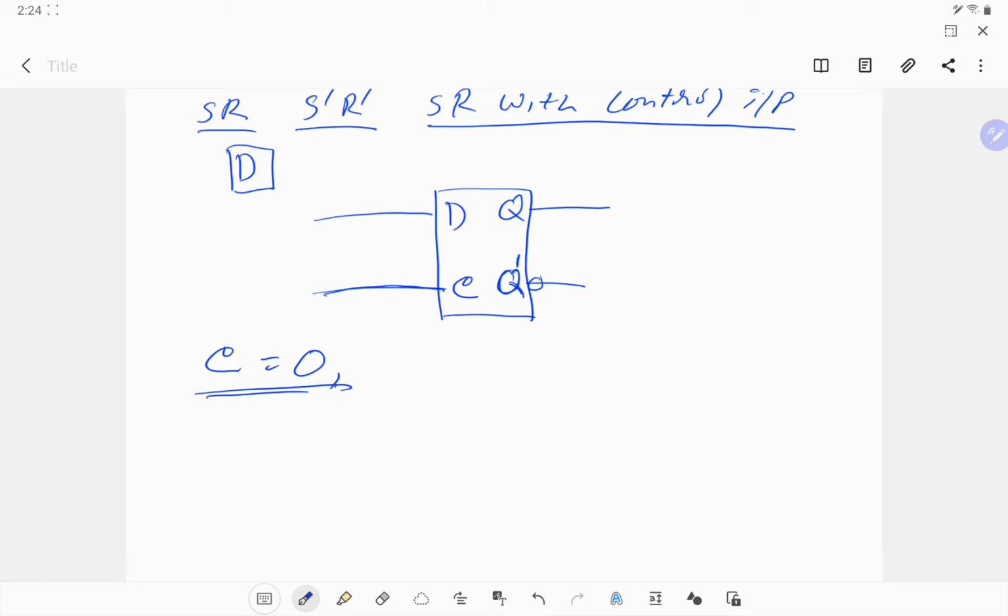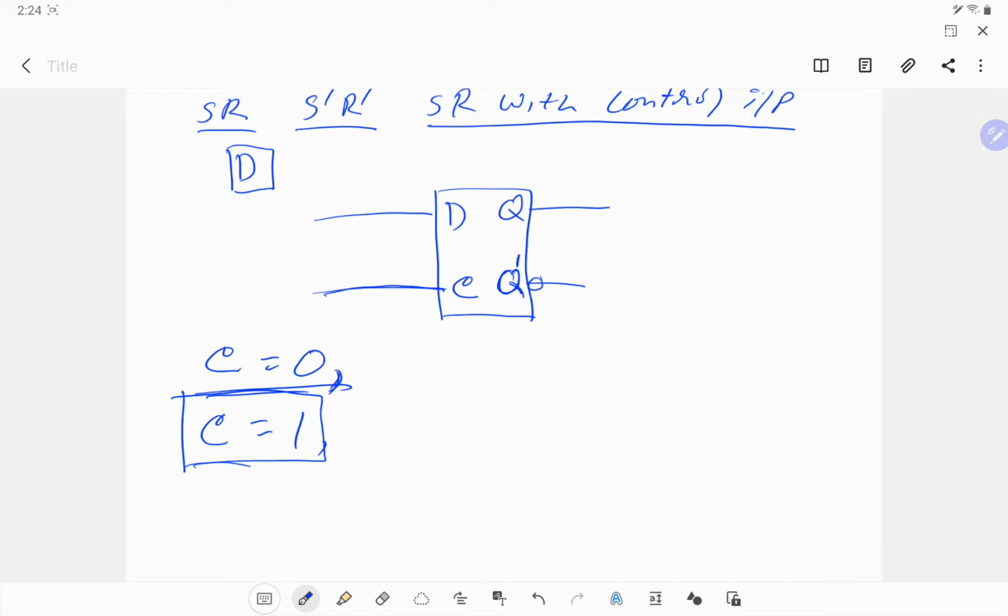then no changes occur for this latch. It means that input never goes to the output. So the output will be unchanged forever as long as C is 0. When C is 1, then the input data goes to the output port, and the device works as a D latch.